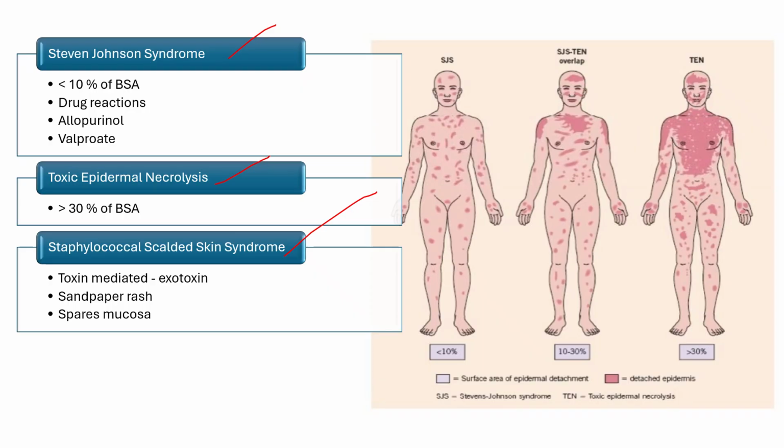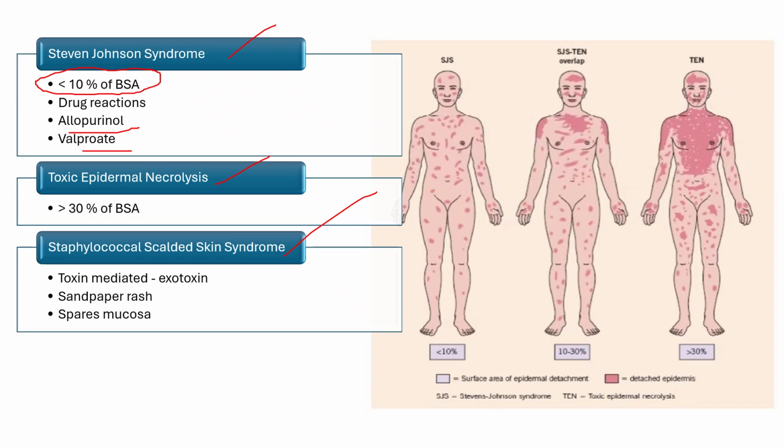So Stevens-Johnson syndrome can be due to any drug. Okay, it can be a drug reaction. Some of the culprits: allopurinol, valproate, carbamazepine. There are so many drugs which can predispose to Stevens-Johnson syndrome. What is the difference between Stevens-Johnson and TEN is the percentage of body surface area that's involved.